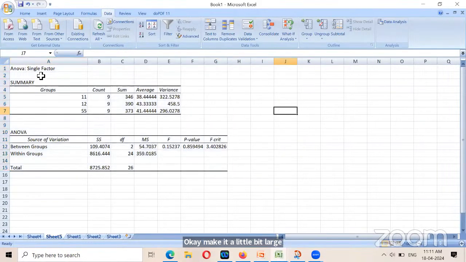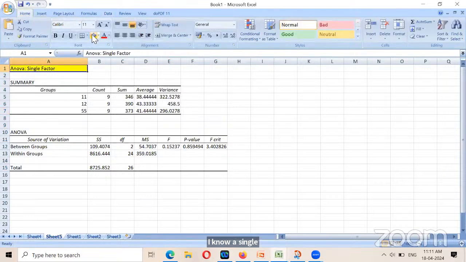The test name is ANOVA single factor, right? You can see ANOVA single factor. Here is the summary. You can see there are two tables. This is the actual result of the one-way ANOVA. Within a fraction of a second and within very few clicks, you can see the ANOVA test result. Very simple. Just select the groups, select ANOVA single factor, and you will have the result.